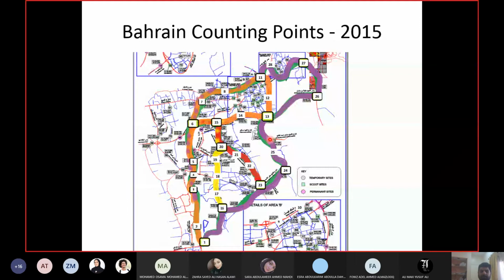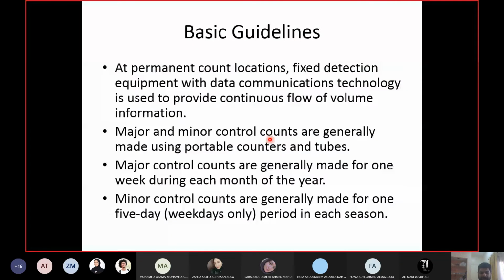So what is the difference between permanent, major, and minor control count location? At a permanent control count location, you will have a permanent detector or a sensor. That detector will be installed there, and it will take the continuous flow of volume for the entire year without any breaks, and you can access the data remotely.